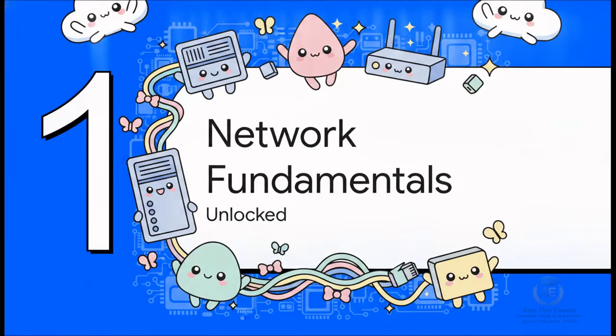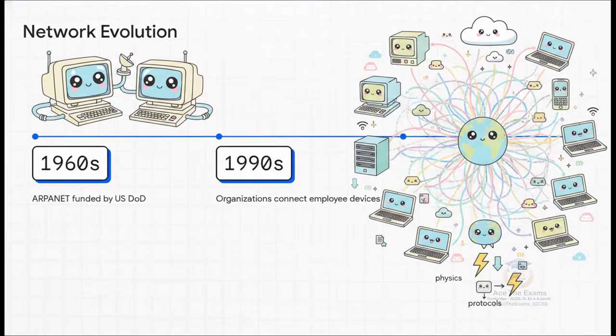All right, let's jump right into Section 1, Network Fundamentals Unlocked. To actually get you scoring in that top band, we need to completely rebuild how you look at networks. We're going to go on a quick micro to macro journey to see how networks function under the hood. Our network evolution has been incredibly fast. Back in the late 1960s, we had ARPANET, funded by the US Department of Defense, and it was basically created just to share info between these massive, immovable computers. Fast forward through the 90s, where local organizations started connecting their employees' devices, and today, we have the modern internet, a massive, sprawling network of networks connecting billions of devices globally.